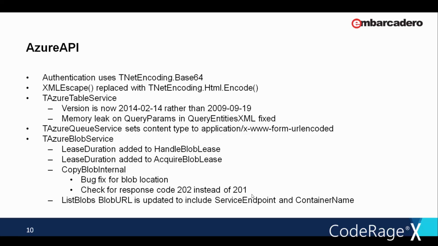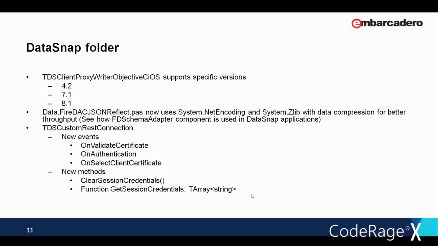List blobs, blob URL is now updated to include the service endpoint and container name as well, so I imagine that was probably a bug fix. Under the DataSnap folder, the client proxy writer for Objective-C on iOS has specific version support for 4.2, 7.1, and 8.1, so those are identified when the client proxy writer emits its code.